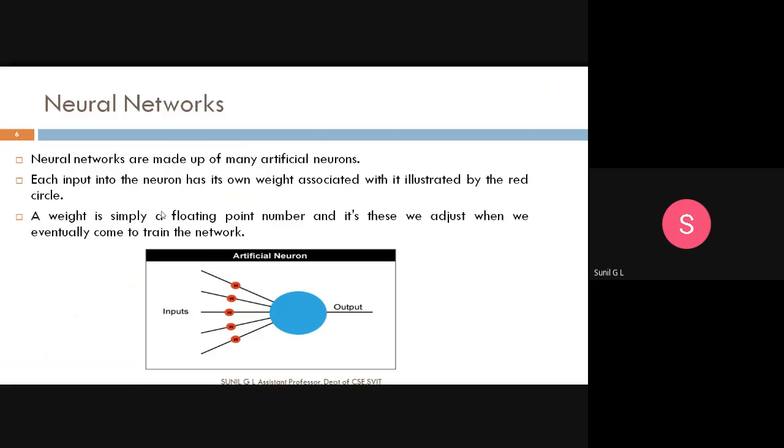So this is a neural network. Neural networks are made up of many artificial neurons. Each input to the neuron has its own weight associated with it, illustrated by the red circles. These are the weights of each input of the neuron. A weight is simply a floating point number, and it is these we adjust when we eventually come to train the network. So at that time we need to adjust these weights.